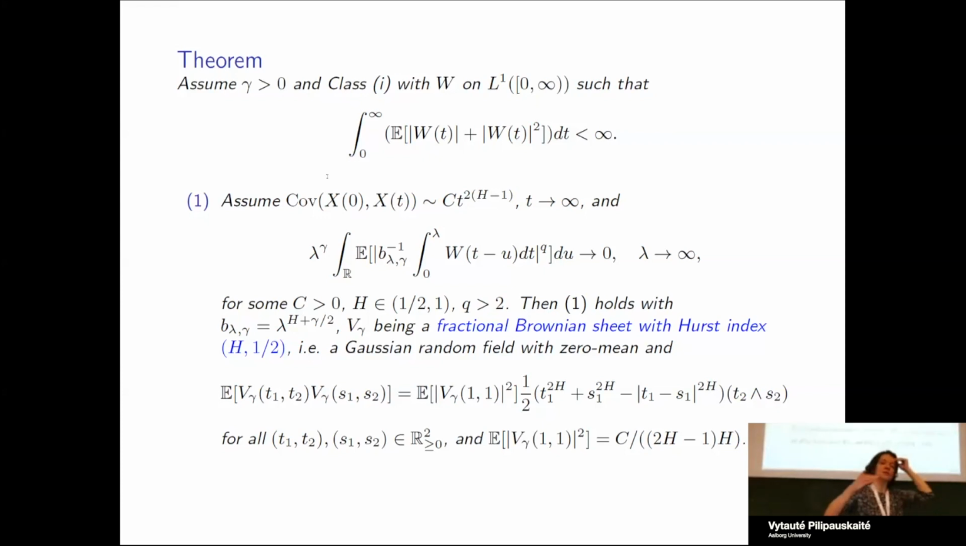So the theorem that we have is: we take gamma and ask what is the condition that the limit random field V gamma is a fractional Brownian sheet with a specific Hurst index H, 1/2. And the condition is for the generic input to have long range dependence, a certain Lyapunov condition, this limit, the second formula.